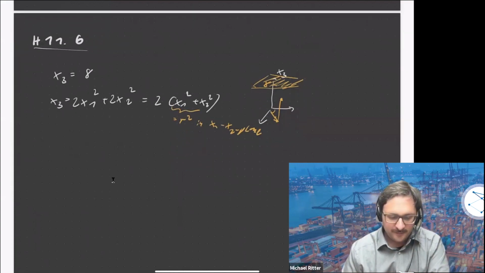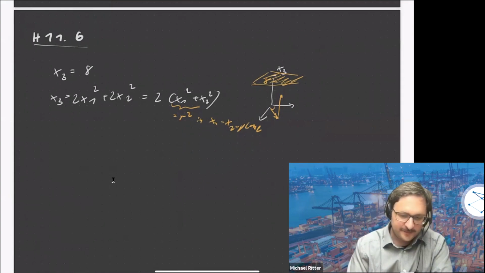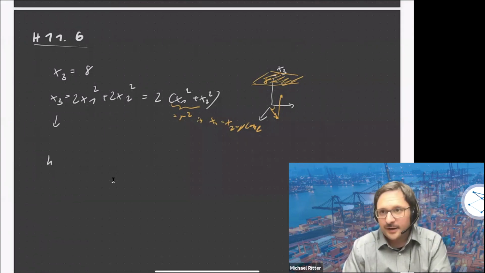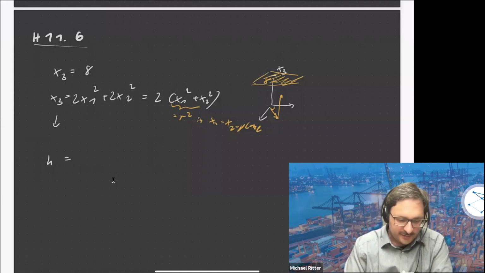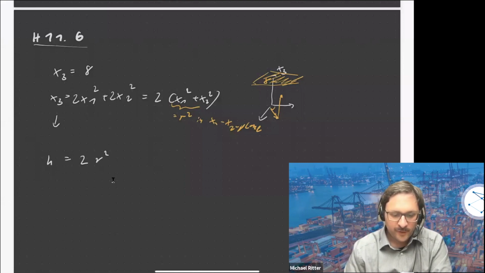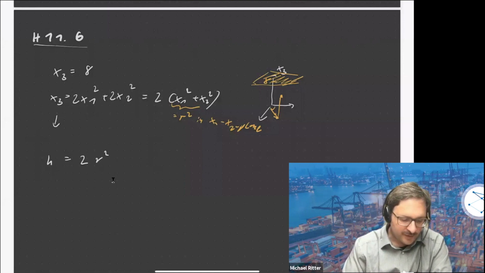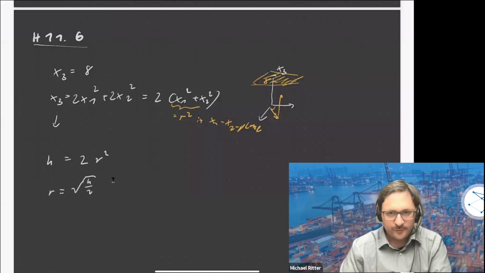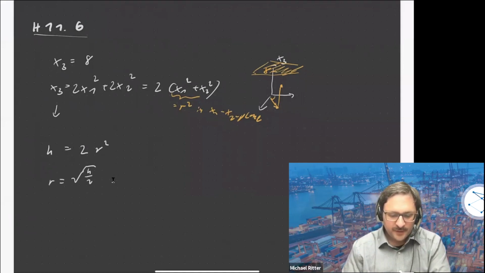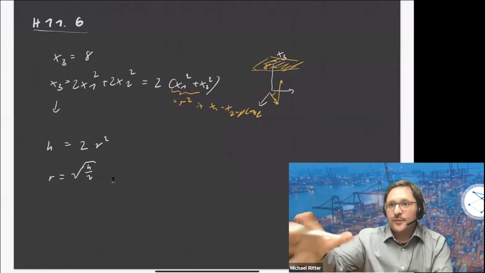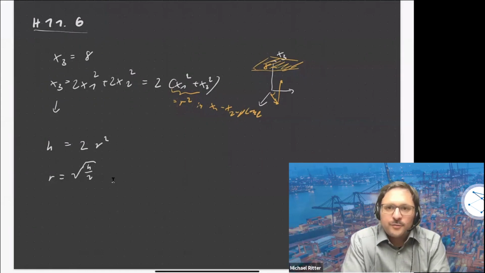Okay, so that's what we're doing here. And what this equation here means in polar or in cylindrical coordinates is that x3 is basically the same as the height of a point. So the height is exactly equal to 2 r squared. Or in other words, if you want to solve this for the radius, that's what I did here. The radius is the same as the square root of h over 2. So what I'm saying is height and radius are related for one of those bounds, right?